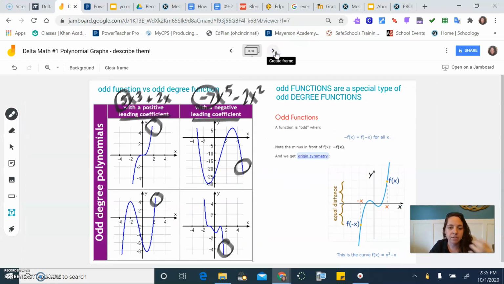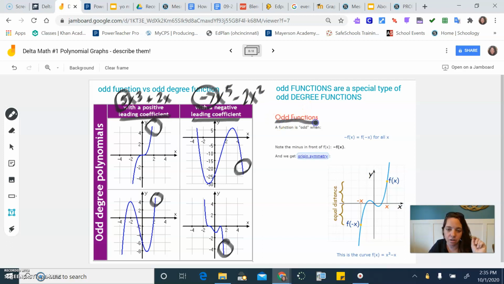But when you're talking about even and odd degree and even and odd functions, even and odd degree on a graph, opposite directions. In an equation, highest exponent is an odd number, like 3, 5, 9, 11, 13, 15.